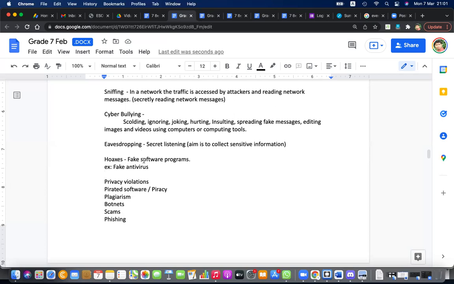Hoaxes are fake software. They come as antivirus. They try to scan our computer, telling us that we have a lot of viruses, and that they will heal and erase those viruses. But you need to pay and buy their software. In the end, that is what it says: you have to pay and buy it, and then you can remove the virus. Fake antivirus is also a problem.